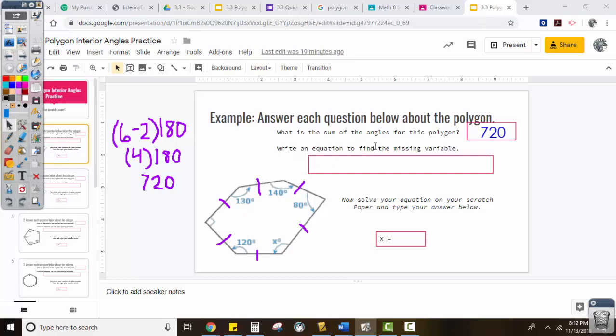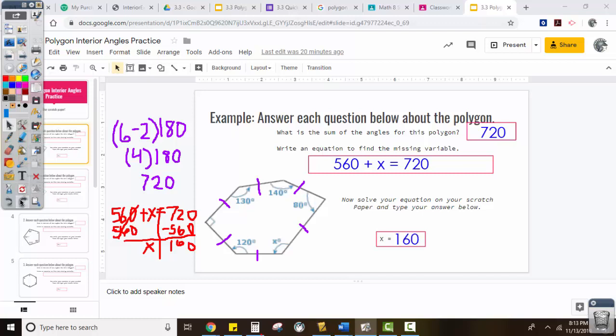And then it says write an equation to find the missing variable. So I'm going to add up all of my degrees that are given, including the 90, and I'll type my equation. So I have 560 plus x equals 720. And then I'm going to solve that equation. It says now solve your equation on your scratch paper and type your answer below. So I'm going to solve it, and I get my answer of x equals 160. So then I'll type my answer in the box, 160.